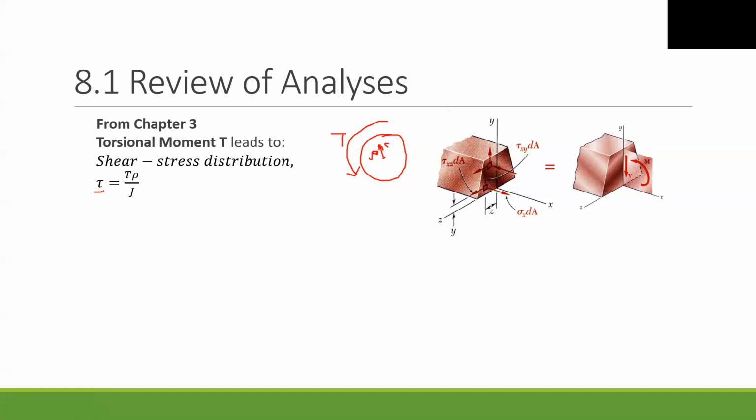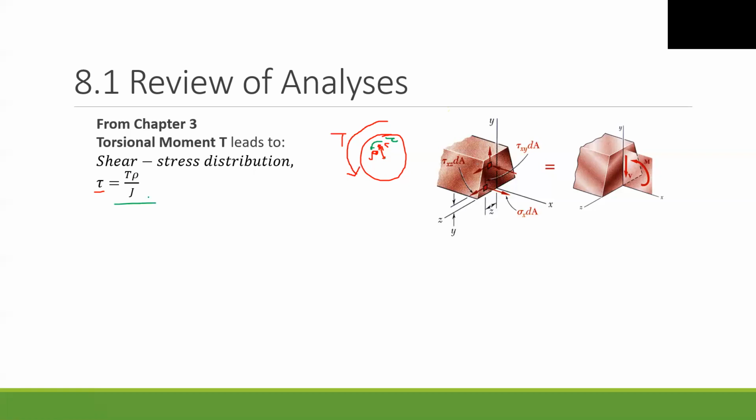If we want to find the shear stress, you know shear is parallel to the surface. Maybe I can help you with the direction of the shear, like this, small. This symbol is tau. And tau is equal to torque times rho over J. Rho is the distance between the center and the point of interest.